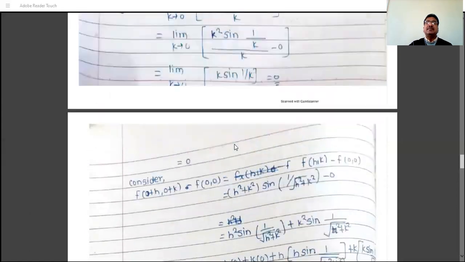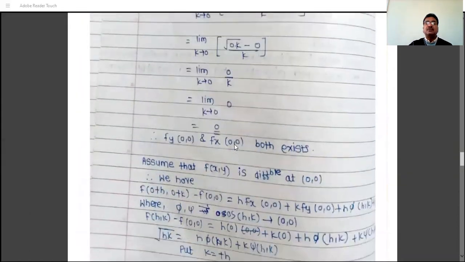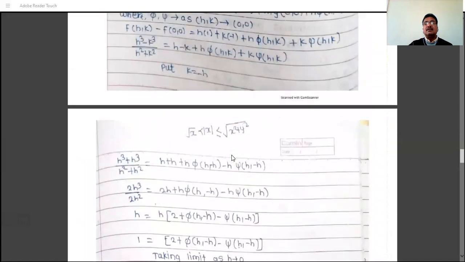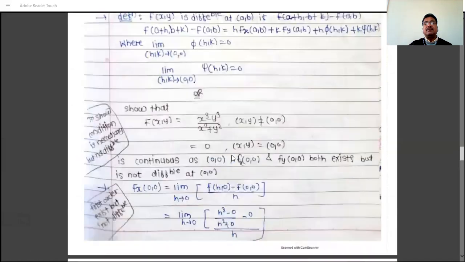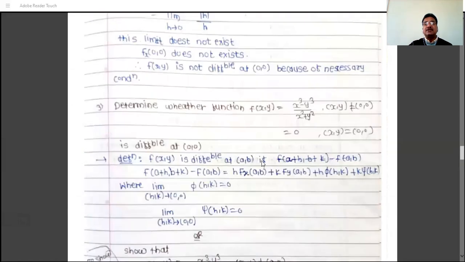When is the function differentiable at (0,0)? Again we see the definition. The function is differentiable at (0,0) if f(0+h, 0+k) minus f(0,0) can be expressed in the form h fx(0,0) plus k fy(0,0) plus h phi(h,k) plus k psi(h,k). If we express this in this form, then we say the function is differentiable.